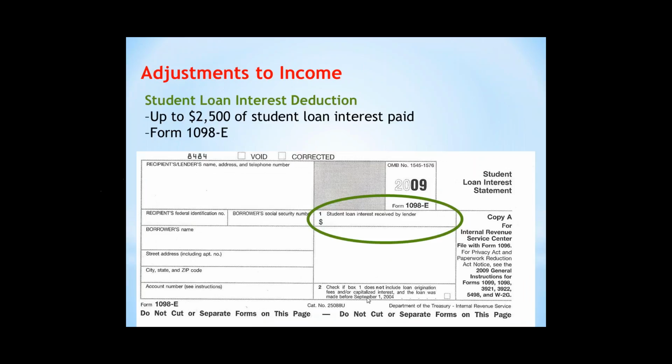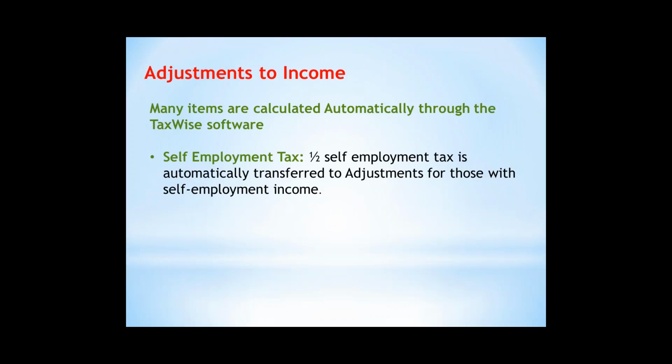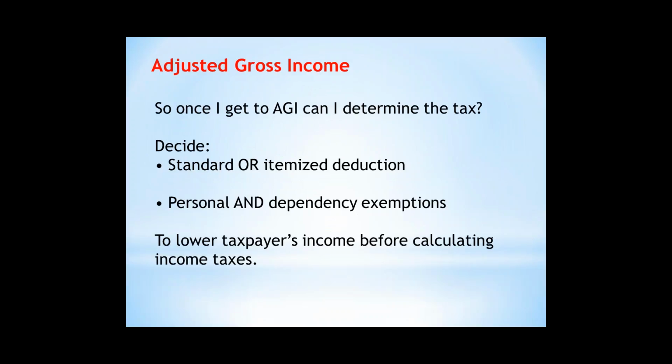But this is the 1098-E, and that's what the loan interest is reported on. Again, most of the tax forms that people are sent in the mail have the labeling right here if you don't recognize the form number automatically. So this is how it's reported. The student loan interest will be reported right here in box 1, and that's really all you need to report that loan interest. And then, like I said, with the self-employment tax, half of it automatically transfers over and is calculated by the software, so that's not really anything you need to know.